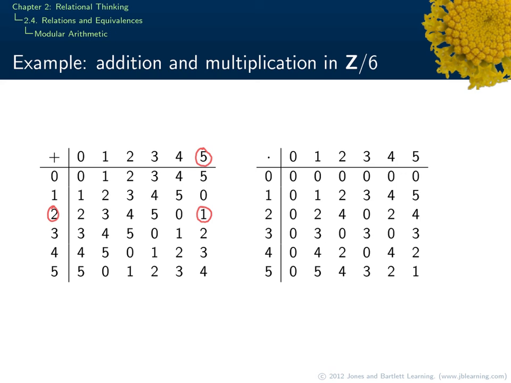Likewise, if I want to take 5 times 4 in this arithmetic, the product 5 times 4 is 20. So I'm looking at the equivalence class modulo 6 that contains the number 20. 20 differs from 2 by a multiple of 6, and 2 is our team captain here. So the result of the product, 5 times 4, is equal to 2.